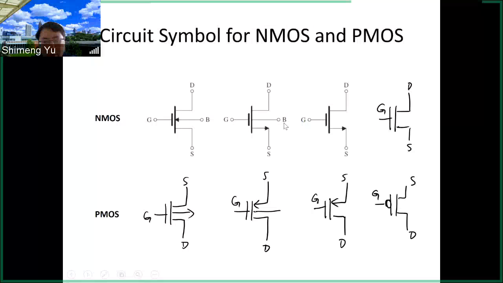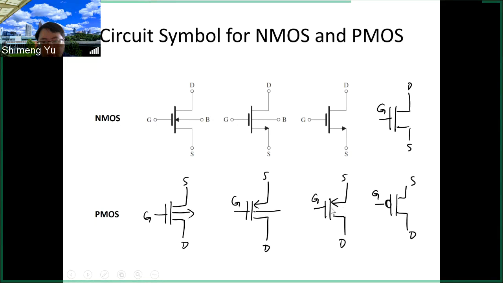And typically we don't use the body contact. It's grounded for the NMOS. So we get rid of that, and you have this one. And we can even skip this arrow, and then this one is also NMOS. For PMOS, we have to reverse those arrows. So here this is pointing out, and the PMOS arrow is pointing in here. Then we can get rid of the PMOS body as well, because the PMOS body is typically attached to the source, to the VDD power supply. And then this is the PMOS.